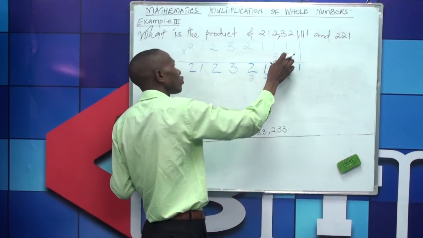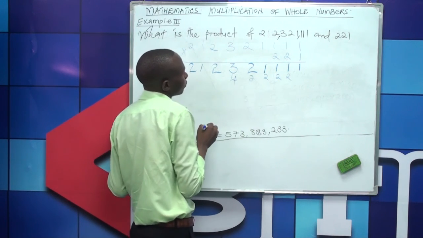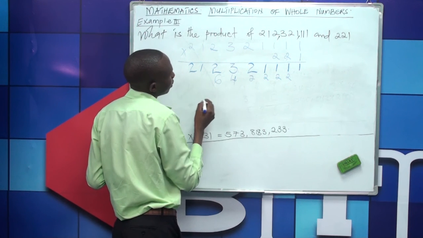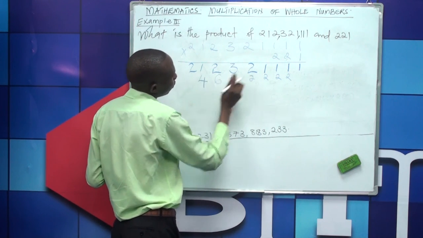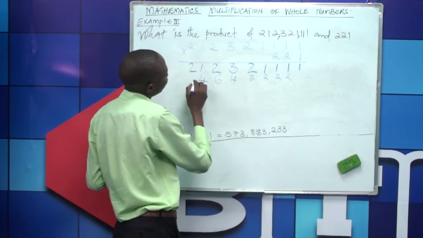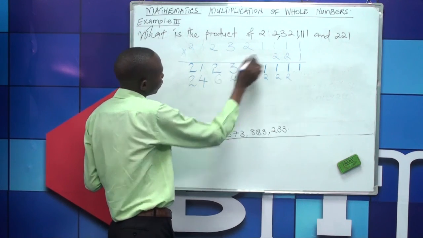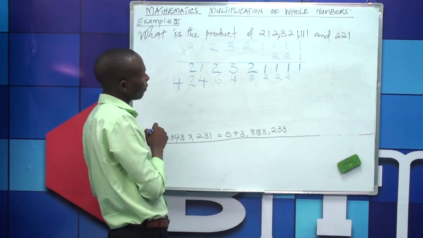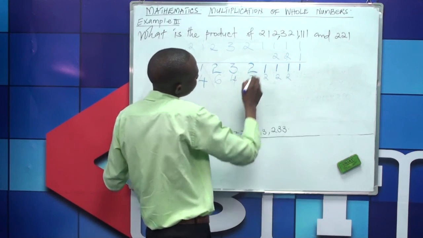So we also have 2 times 2, it will give us 4. Then 2 times 3, that will be 6. Then 2 times 2, that will be again 4. Then from there, 2 times 1, it will be 2. Then finally, 2 times 2, it will give us 4. I hope everyone is having that. Then from there, we shall continue with the next 2.